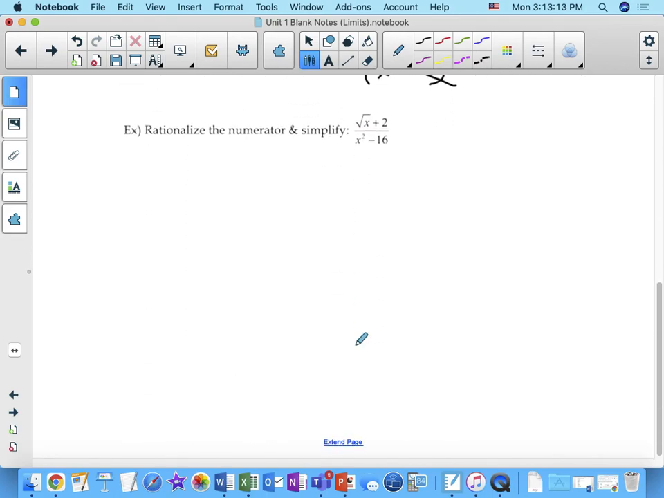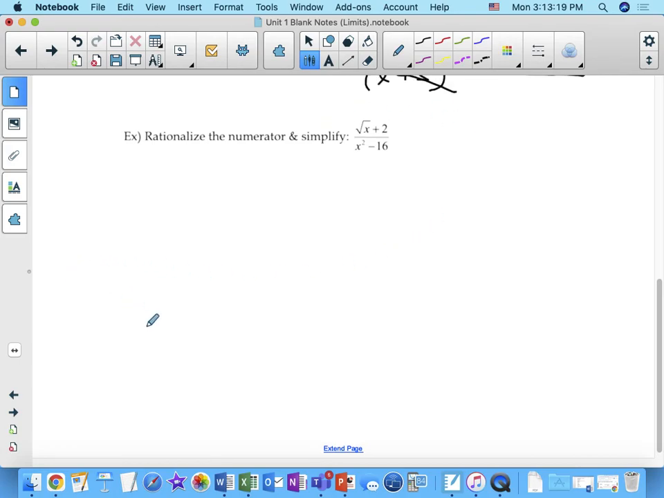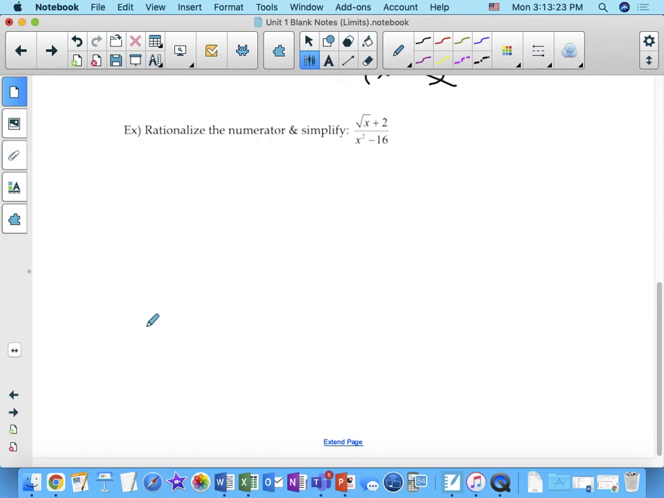Okay. Last one. Rationalize the numerator and simplify. Again, like I said, sometimes we don't want to rationalize the denominator. Sometimes it's not very useful. All right, so what would I multiply by here to rationalize it? Correct. In the numerator and the denominator.